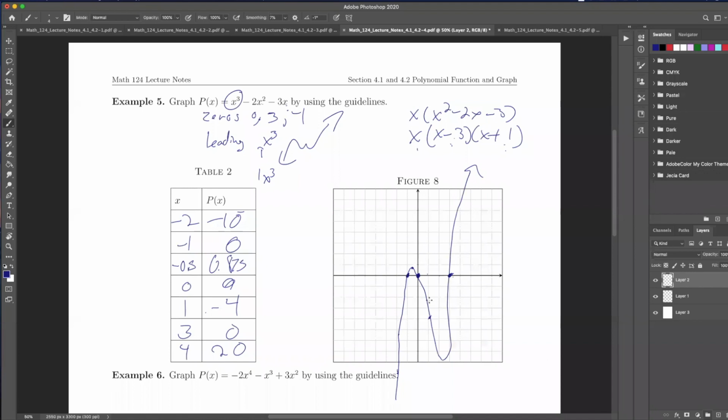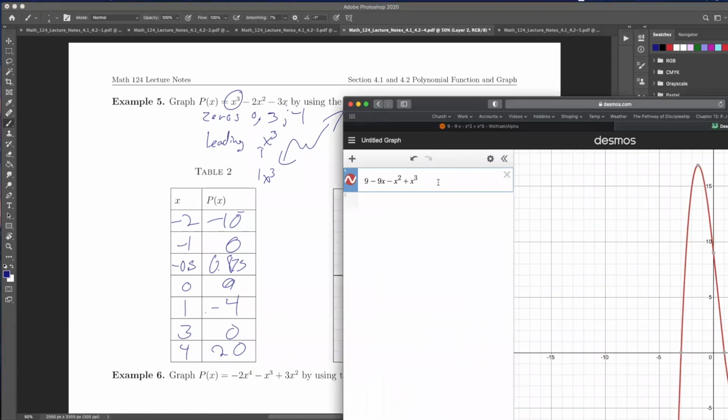Besides the fact that I accidentally made it not a function, I'm going to fix this up just a little bit. There we go. That's better. So let's see what it really is. We'll just go ahead and type this right on in. I have x cubed minus 2x squared minus 3x. Yeah, that's it. And notice what we have here.